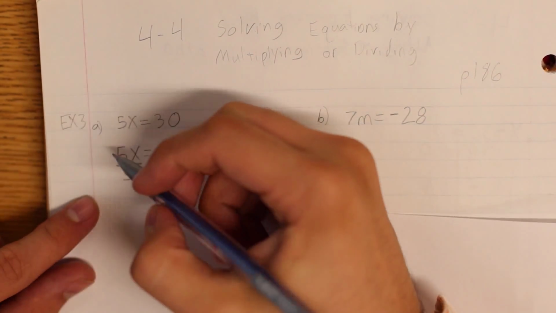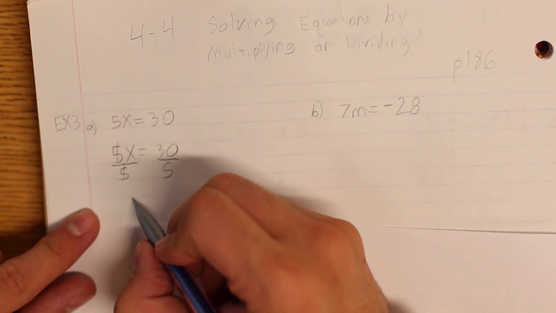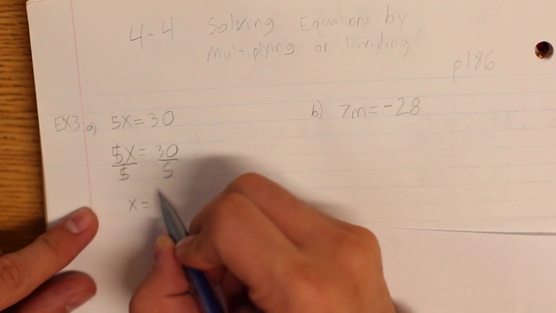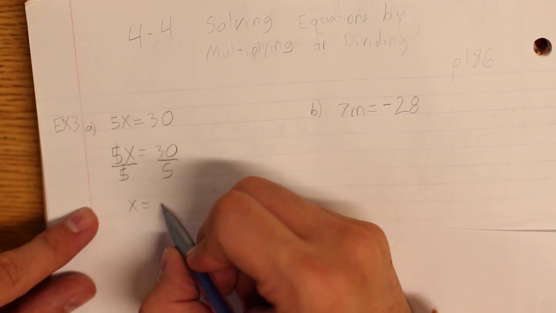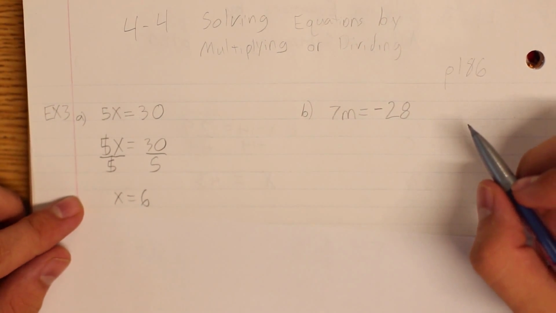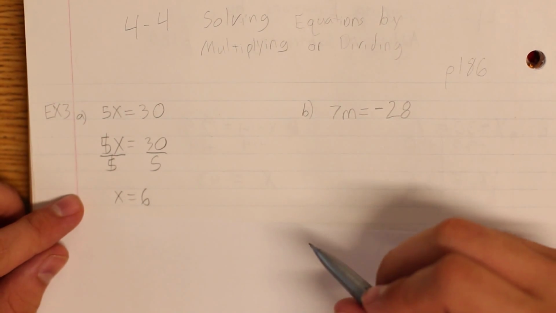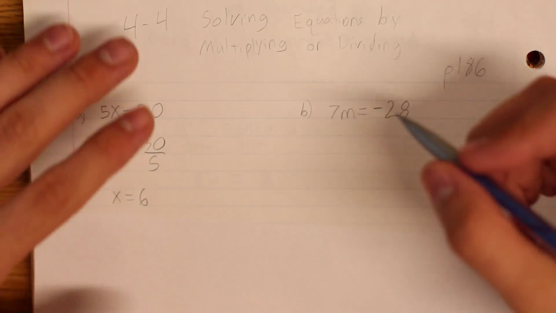So the 5 and 5 are going to cancel out. You end up with x. And you should remember how to simplify this fraction. 30 over 5, what does that simplify to? 6. Good. 30 divided by 5 is 6. Don't believe me? Work it out.